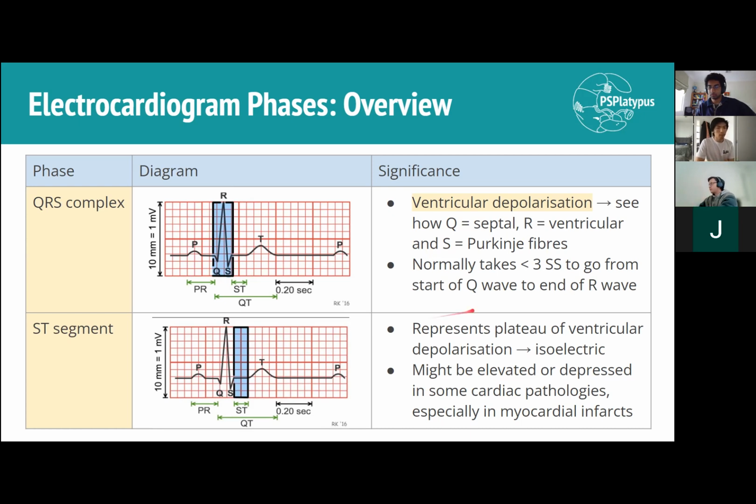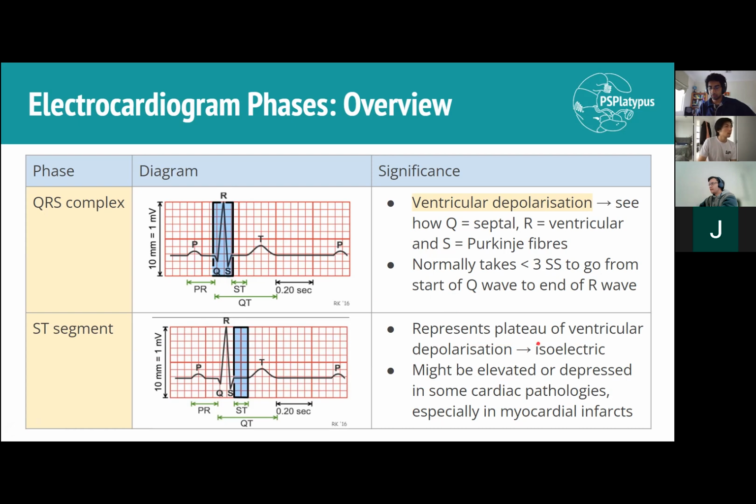Normally it should be less than 3 small squares, and generally we measure it from the start of the Q wave to the end of the R wave. And I've drawn it a bit more broadly on this diagram here. The ST segment, this is again another pathology which we'll see with the myocardial infarcts.